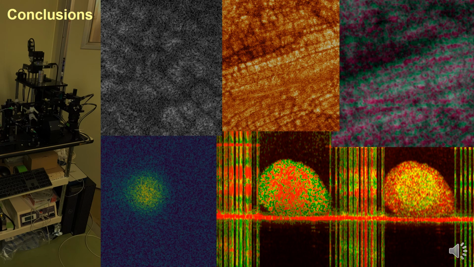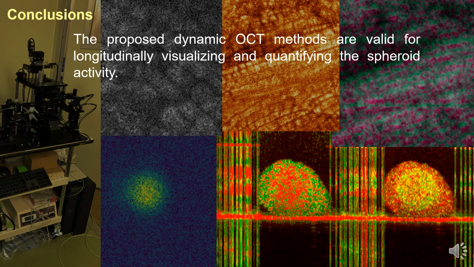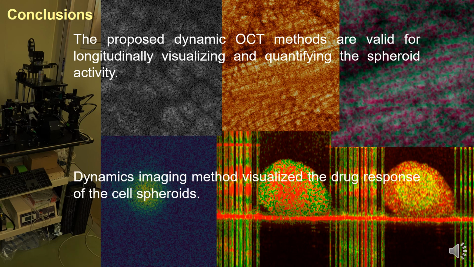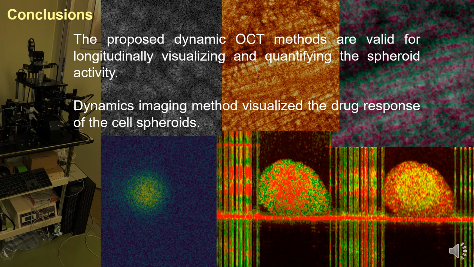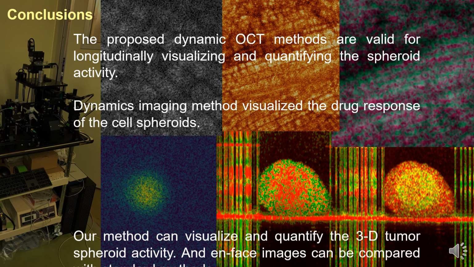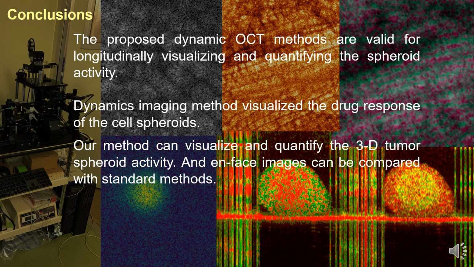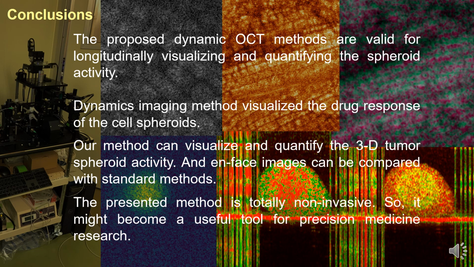So let me conclude my talk. The proposed dynamic OCT methods are valid for longitudinally visualizing and quantifying the spheroid activity, and the dynamics imaging method visualizes the drug response of the cell spheroids. And our method can visualize and quantify the 3D tumor spheroid activity, and en face images can be compared with standard methods. And the presented method is totally non-invasive, so it might become a useful tool for precision medicine research.